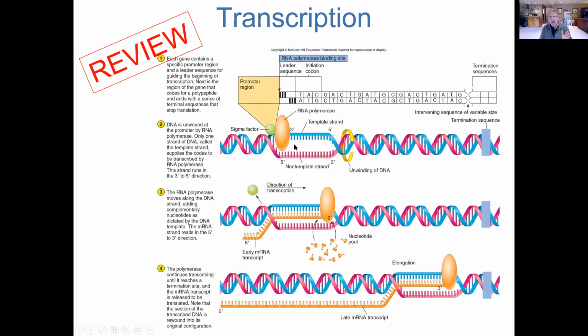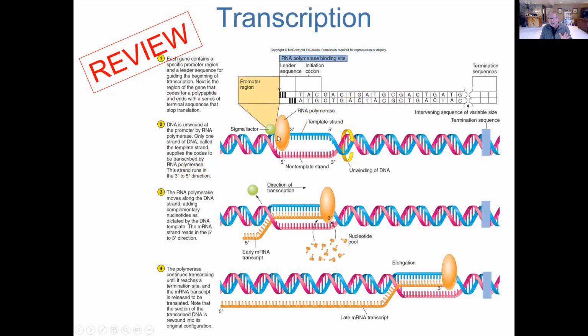And look what it's done. It has broken the hydrogen bonds, hasn't it, between the nitrogenous bases. So if there was, let's say, a T here, there would have been an A over here. If there had been a G here, there'd be a C here. If there had been an A here, there would have been a T here, right? This is DNA, so we have thymine.